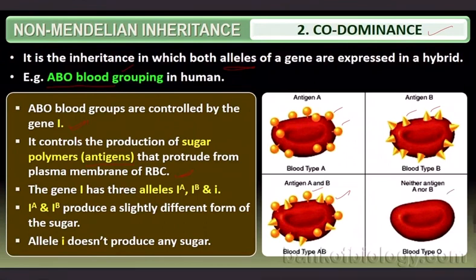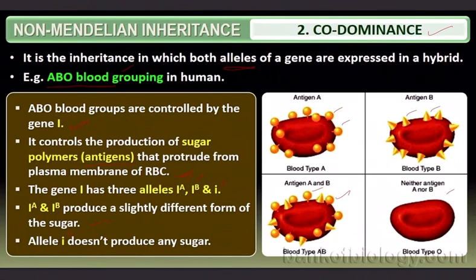As you are seeing in the picture, see the protrusion of antigen A, antigen B, and in blood type AB, you can see the presence of both antigen A as well as antigen B. But blood group O, the RBC of blood group O is like our TTD, Tirupati Tirumala style. No antigen is there, neither antigen A nor antigen B.